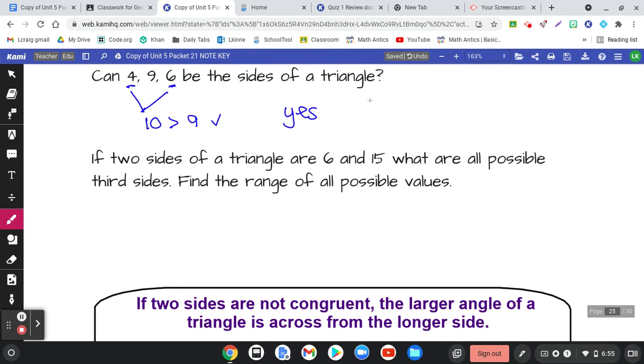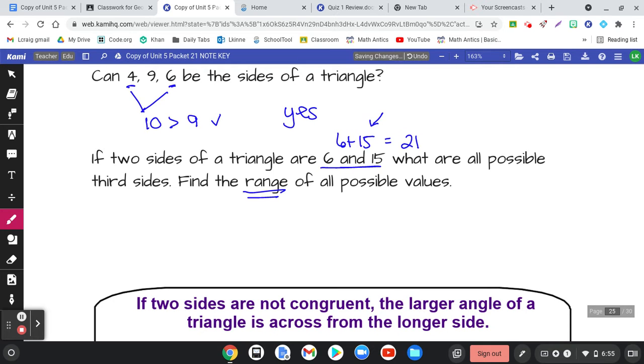All right, another way that they could ask you this, it says if two sides of a triangle are 6 and 15, what are all possible third sides? Find the range of all possible values. So that means there's going to be more than one. Now if 6 and 15 are the shortest two sides, when you add them up, you get 21. So the third side could pretty much be anything less than 21, but bigger than 15.